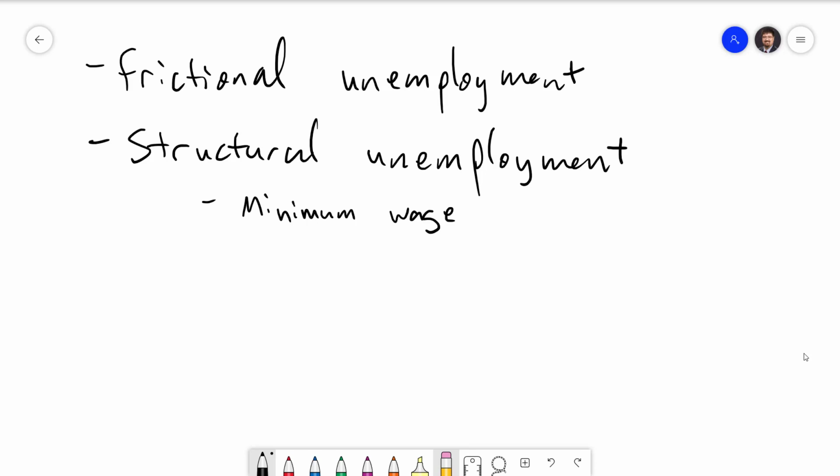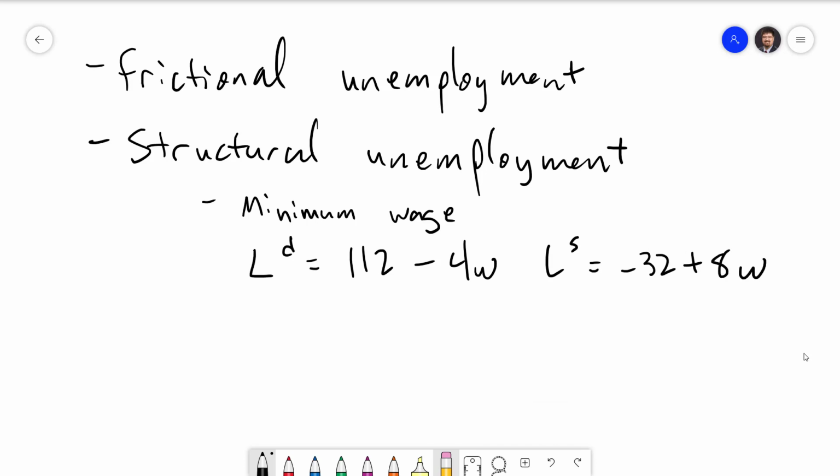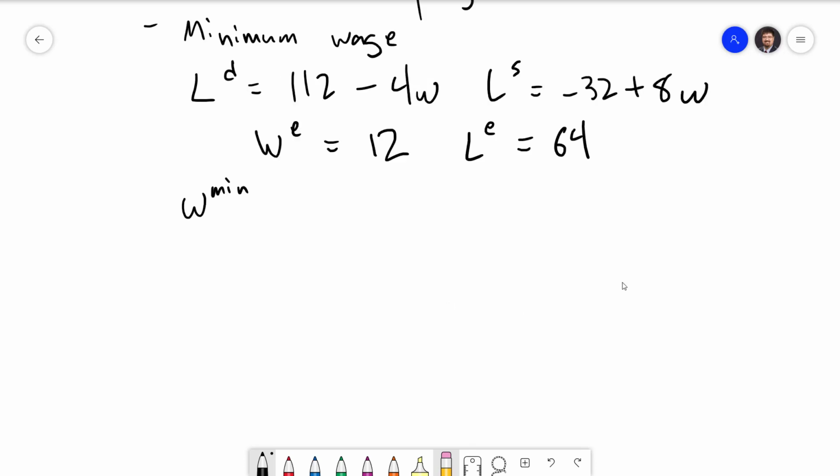Let's return to our example from the previous video where we had a labor demand function of 112 minus 4W and a labor supply function negative 32 plus 8W. In the previous video, we did the algebra on this and figured out the equilibrium wage would be 12. And the equilibrium quantity of labor we found was 64. Suppose that the minimum wage is 16. Since this is above our equilibrium wage, it's going to be binding.